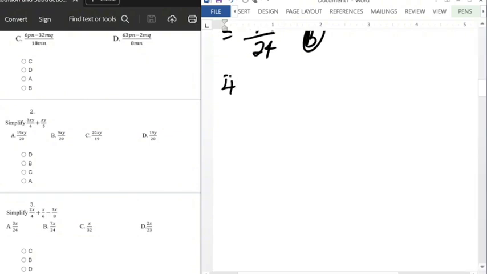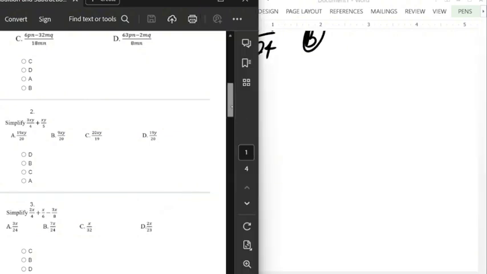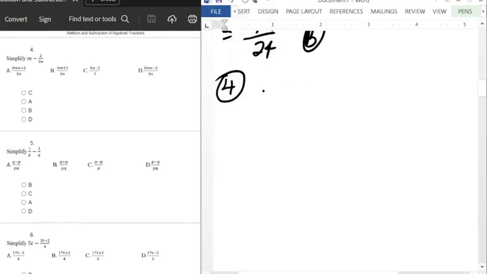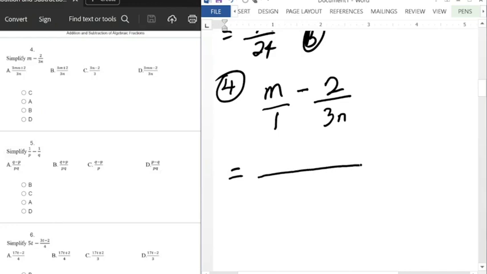Question number 4. We have to simplify m minus 2 all over 3n. What you're going to do here: this m is a whole term, so you can make it a fraction by putting over 1 there. Then we find the LCM between the denominators, which is 1 and 3n. So the LCM will be 3n.